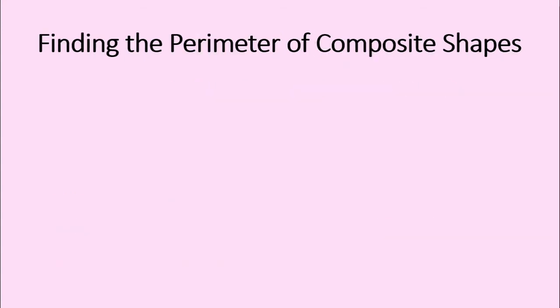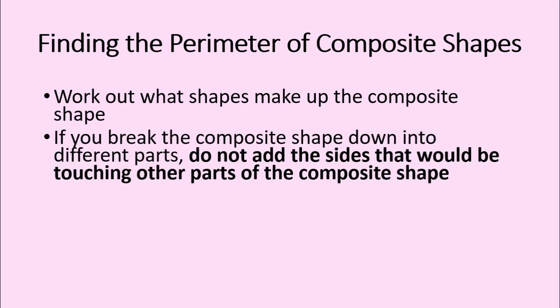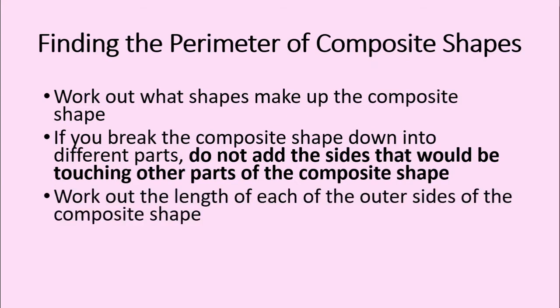How do we work out the perimeter of composite shapes? Again, you're going to write these steps down. First, work out what shapes make up the composite shape. Now, if you break the composite shape down into those different parts, do not add the sides that would be touching other parts of the composite shape, because those would not be outer sides. So work out the length of each of the outer sides of the composite shape, and then add those lengths together.